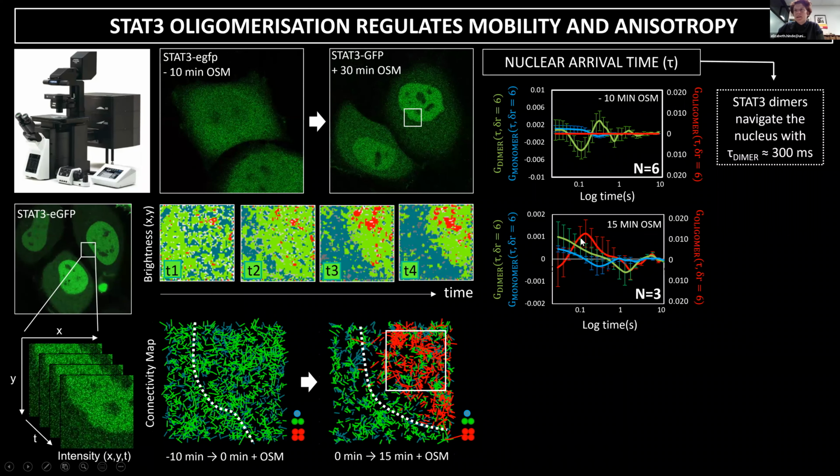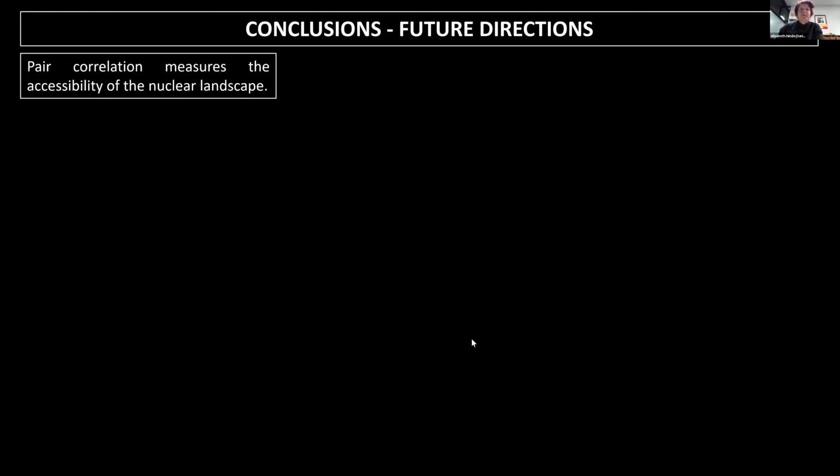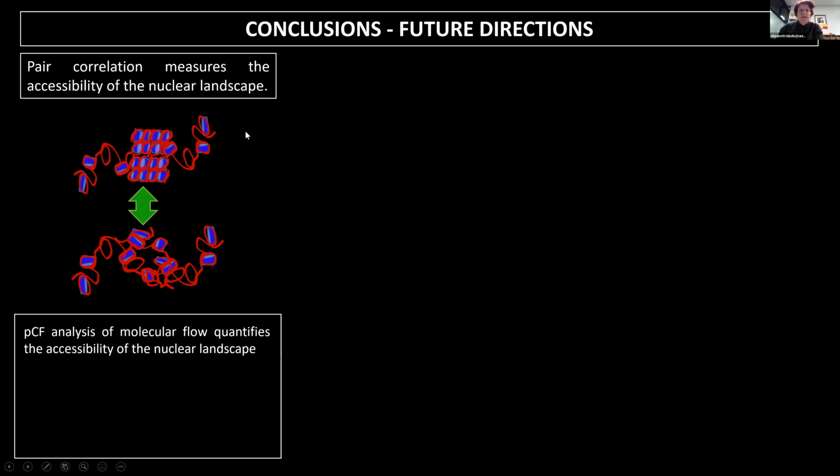So we can now track how these different species are being recruited to the nucleus and navigating the nuclear architecture much more broadly than we could with the line scan. In conclusion, the pair correlation analysis is a powerful way to track the accessibility of the nuclear landscape, and when it's applied to an inert molecule, you can really look at chromatin opening and compacting events.